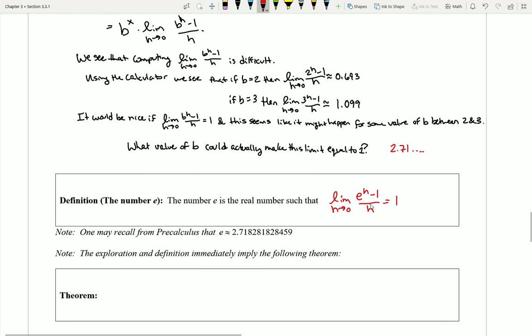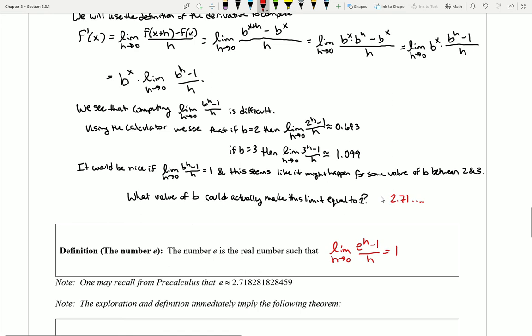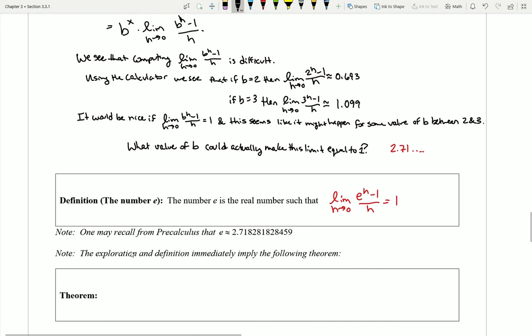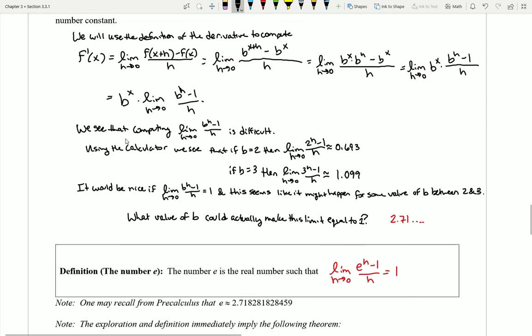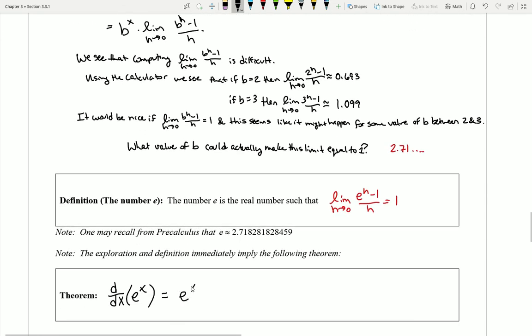If e is the number that I would replace b with to make this limit equal to 1, then that tells me something. If I wanted to take the derivative of e to the power of x, so b replaced with the letter e, I would set up all of this, and I would get e to the x times the limit of e to the h minus 1 over h. But this limit is equal to 1, which means the derivative of e to the x would actually just be e to the x.